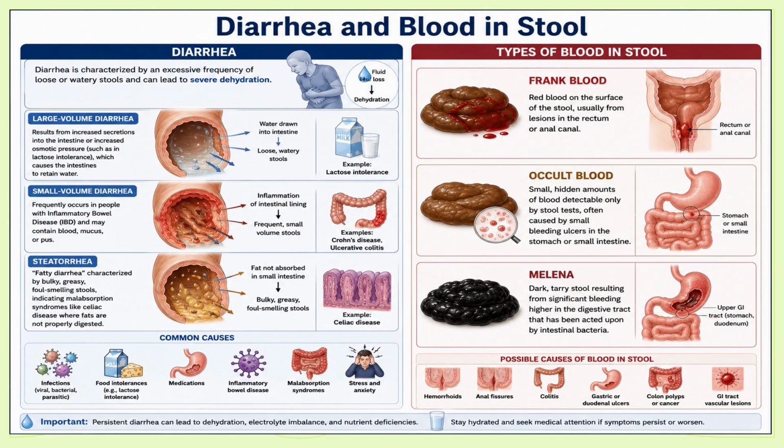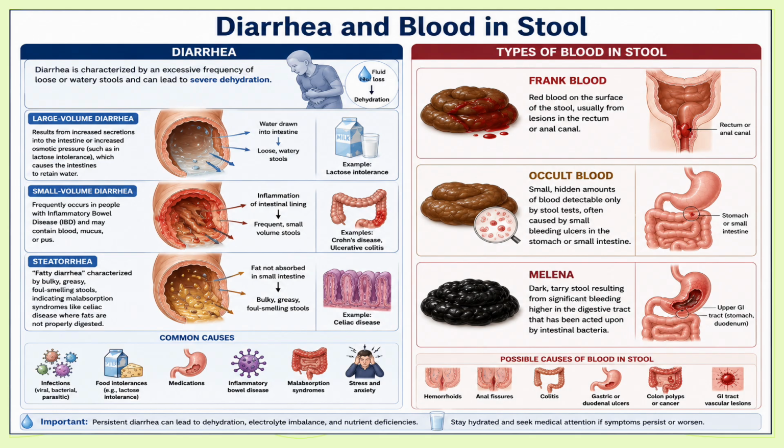Now let's talk about diarrhea and blood in the stool. Diarrhea is characterized by excessive frequency of stools. Typically they're loose or watery in consistency. Sometimes they can be chronic, sometimes acute, and sometimes they can be accompanied by symptoms like nausea, vomiting, and cramping pain. Even though diarrhea can be common in some people, severe prolonged diarrhea is a serious clinical concern because it can lead to dehydration, significant electrolyte imbalances, metabolic acidosis, and malnutrition.